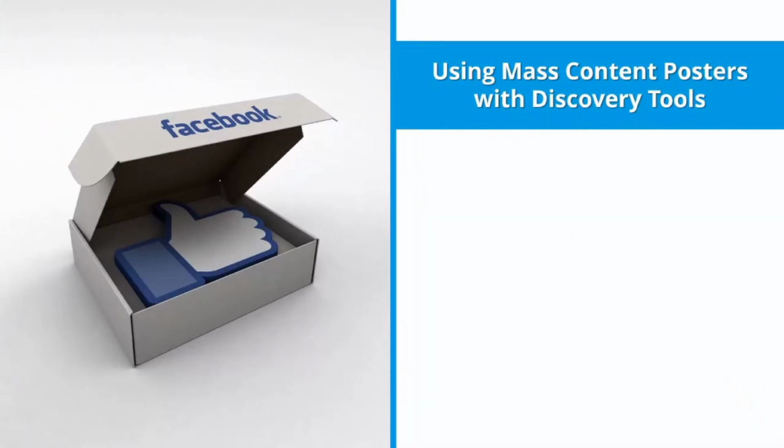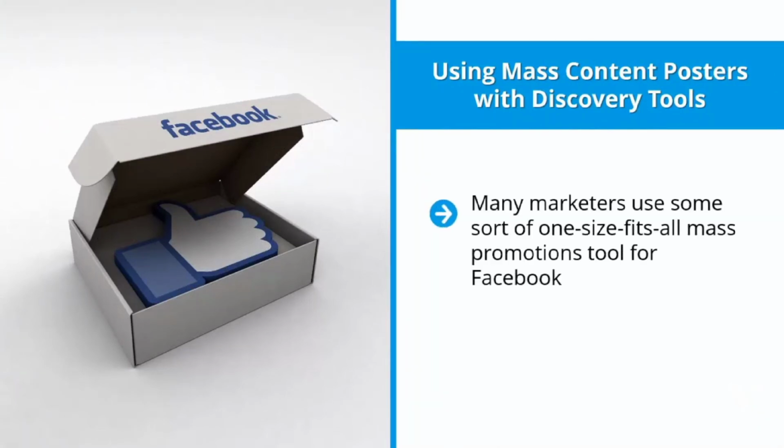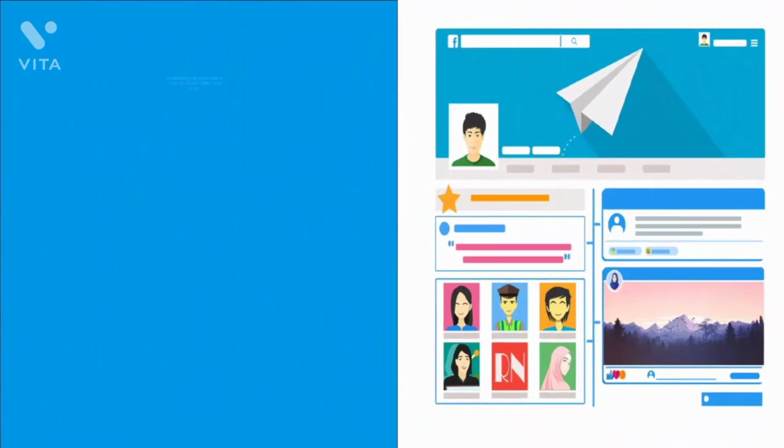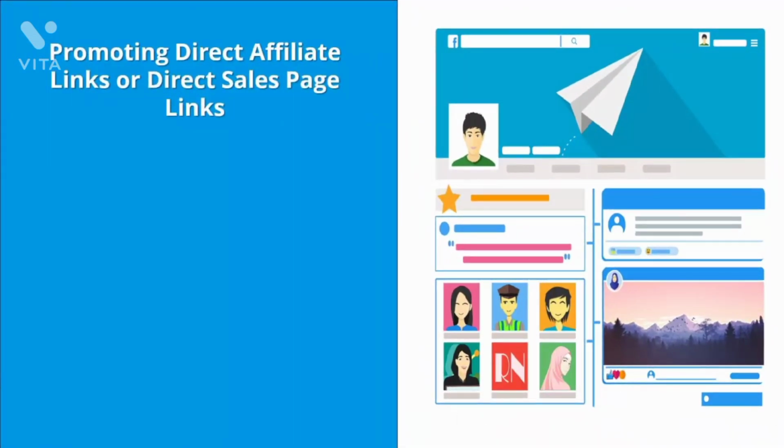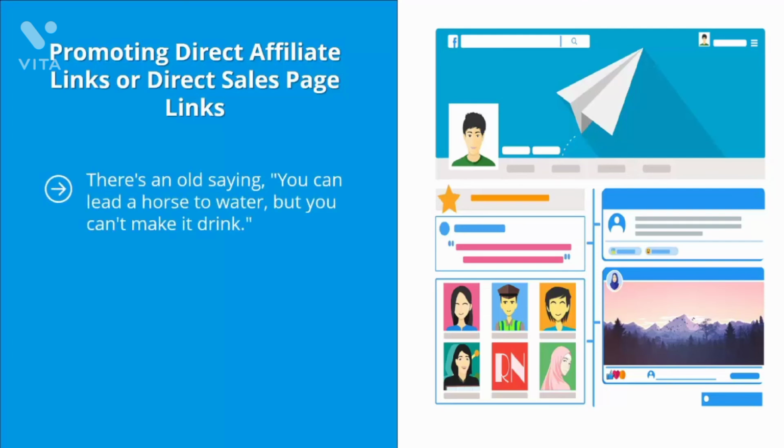Using mass content posters with discovery tools. Many marketers use some sort of one-size-fits-all mass promotions tool for Facebook. They would discover all sorts of Facebook groups and pages, and then they would use this tool to spam those areas. Don't do that. You're not doing your brand any favors when you do that. All you're really doing is spamming. It's only a matter of time until you get banned. Promoting direct affiliate links or direct sales page links. There's an old saying, you can lead a horse to water, but you can't make it drink. By the same token, you can get a lot of people on Facebook to click on your links, but don't expect them to convert once they go to that affiliate sales page or your own direct sales page.